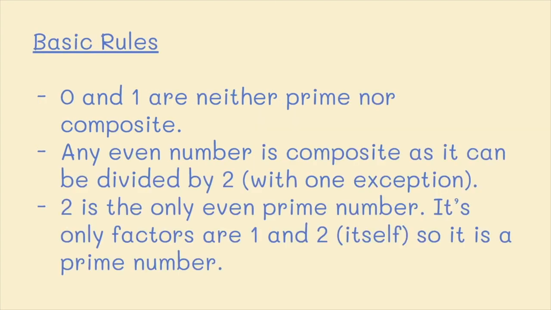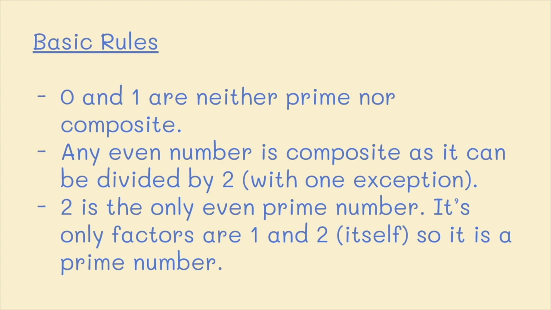Some of the basic rules. 0 and 1 are neither prime nor composite. 0 has no factors because we can't divide or multiply it. And 1 only has 1 factor, which is itself. And there's not really a word to describe that, I don't think.